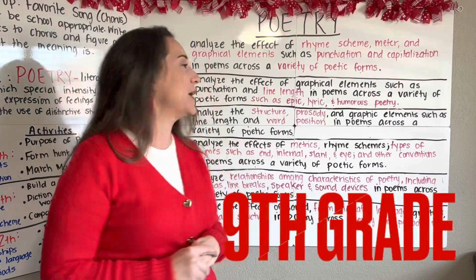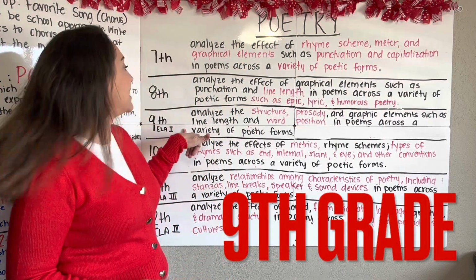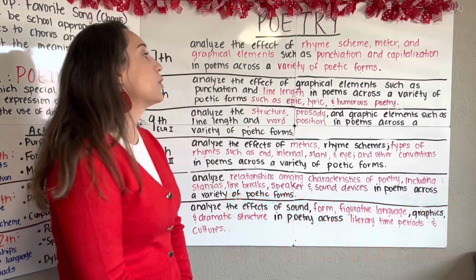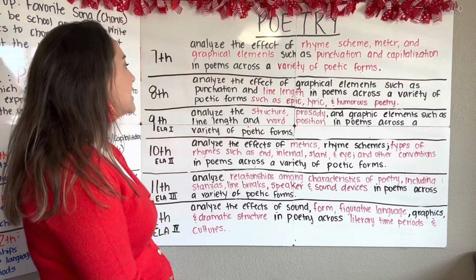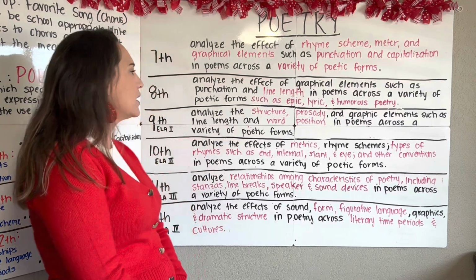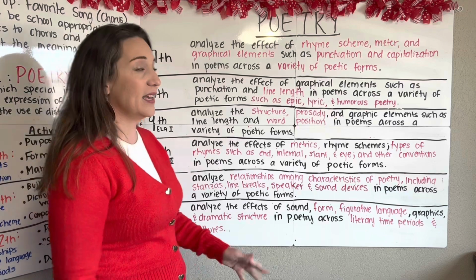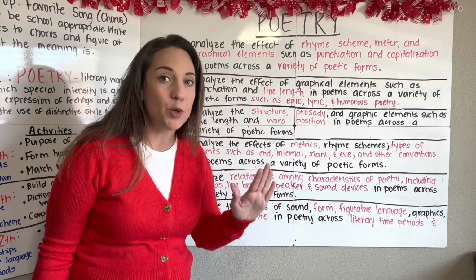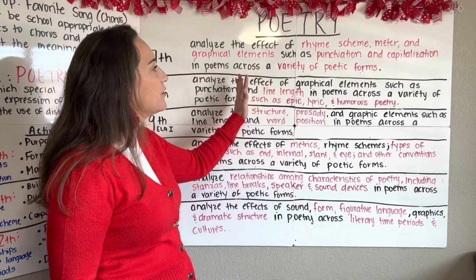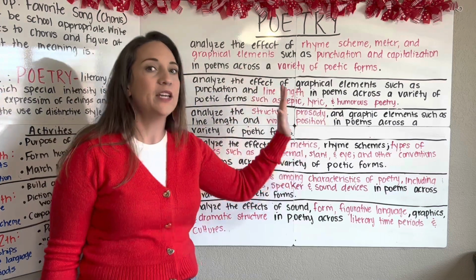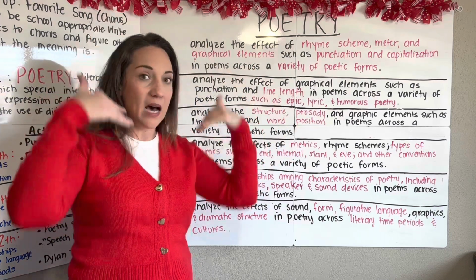Moving on to 9th grade. 9th grade high school says, analyze the structure, prosody, and graphic elements such as line length and word position in poems across a variety of poetic forms. Again, super long, but we are going to focus in and say, okay, what is different from 8th grade so I can add to their poetic knowledge at this point.